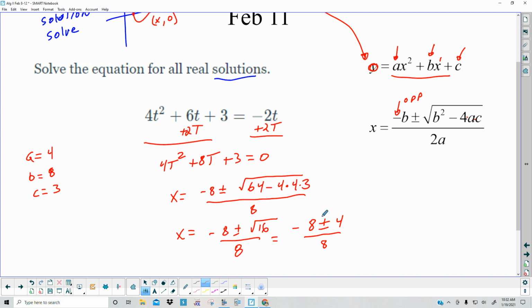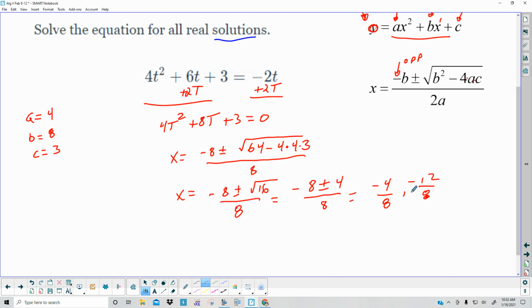Now you're not finished here. You have to keep going. You have to get the two answers for the top. Negative 8 plus 4 is negative 4. Negative 8 minus 4 is negative 12. Now these are the two numbers on top, and both times, the number on the bottom is going to be 8. These aren't joined. They're two separate answers. It's like a comma in between these.